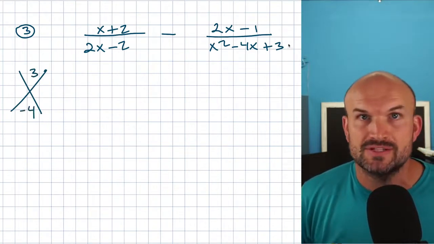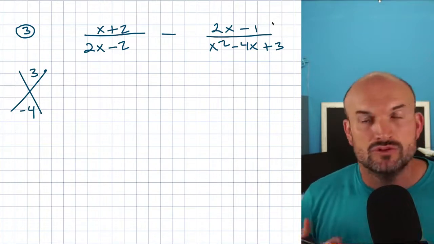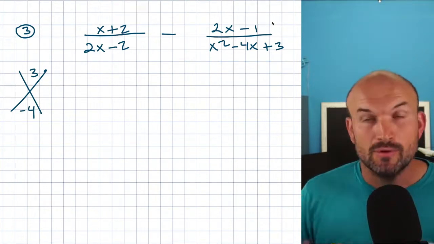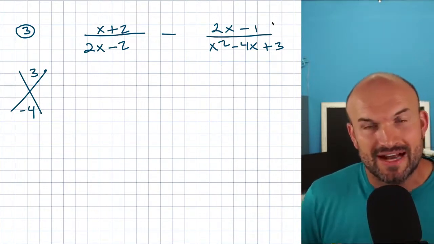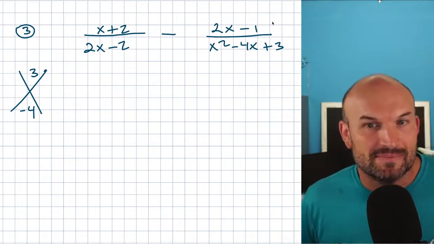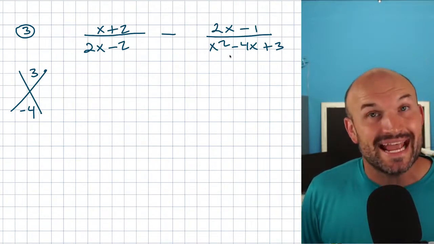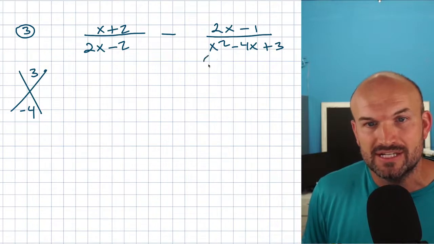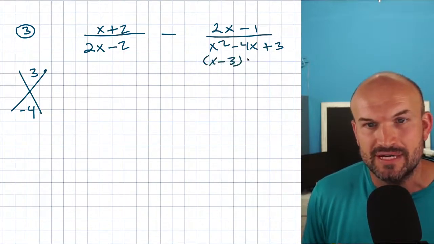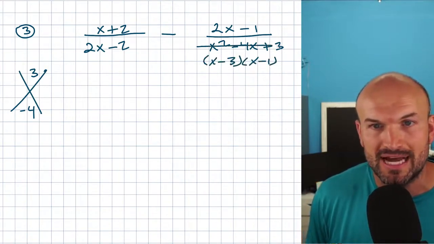3 is not a square number, right? So we're not looking for that perfect square trinomial like we did in the last example, but we want to look to the factors of 3. And thankfully, the factors of 3 are only 3 and 1. So for them to add to a -4, it has to be a -3 and a -1. So I can just go ahead and quickly factor this as x minus 3 times x minus 1, and I'll go ahead and put a line through that.